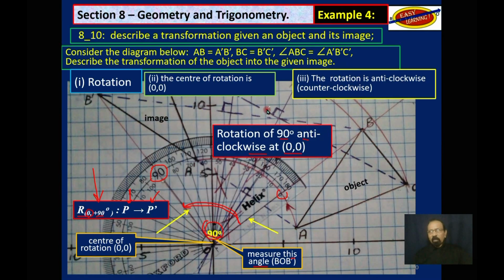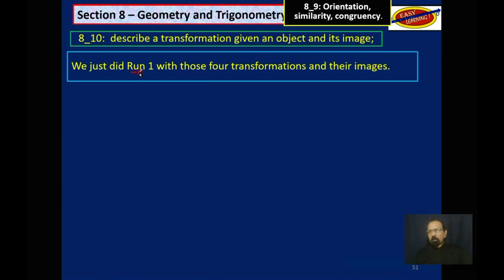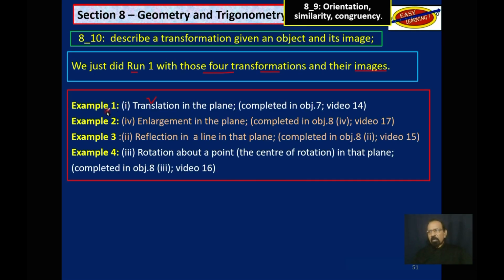Now, I did tell you this one was a little harder than the other three. So we just did run 1, where we looked at those 4 transformations and their images. We looked at translation first as example 1. Then we looked at enlargement as example 2. We looked at reflection as example 3. And we looked at rotation as example 4.